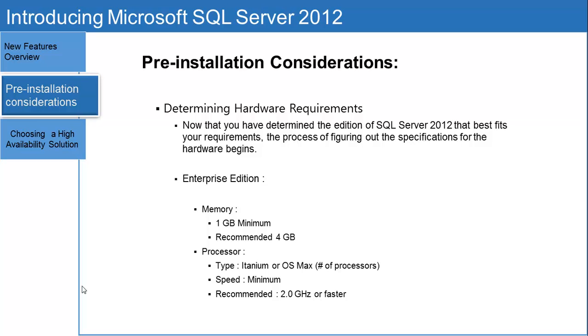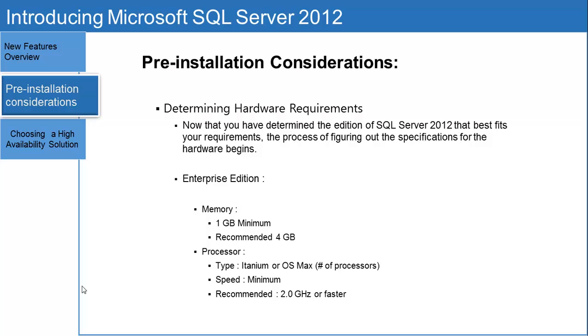Determining hardware requirements. Now that you have determined the edition of SQL Server 2012 that best fits your requirements, the process of figuring out the specifications for the hardware begins. The commonly used industry term for this process is specing or specifying out the server. To spec out the server is to create a document that contains specifications for the server, both brand and model, the CPU requirements, how fast and how many, and the storage and memory requirements. There are additional things that will be included in this document like NIC cards.